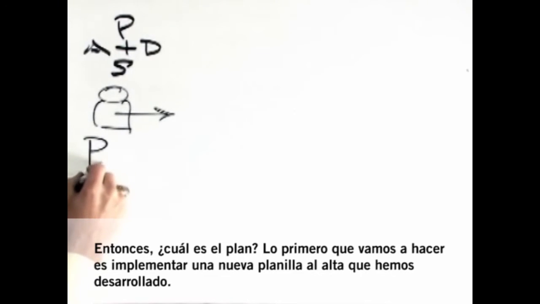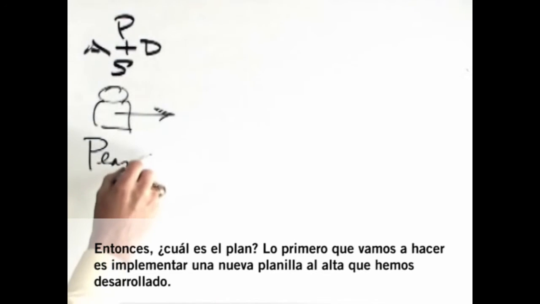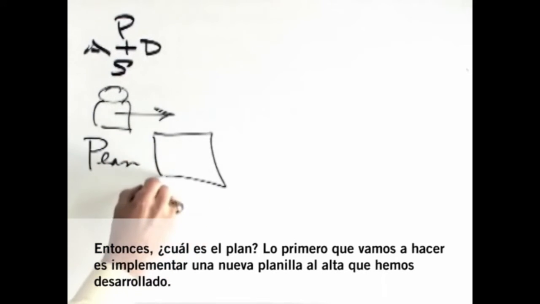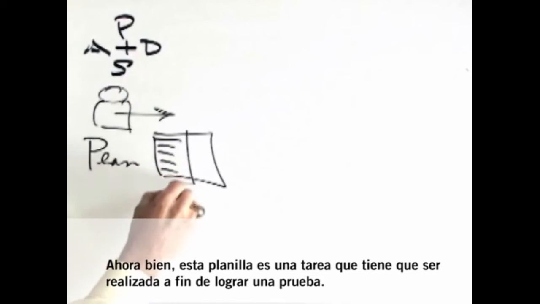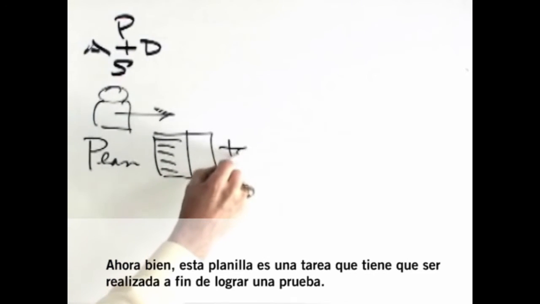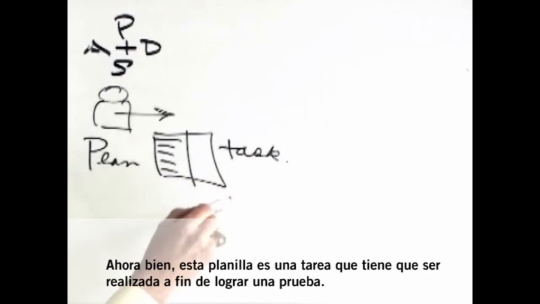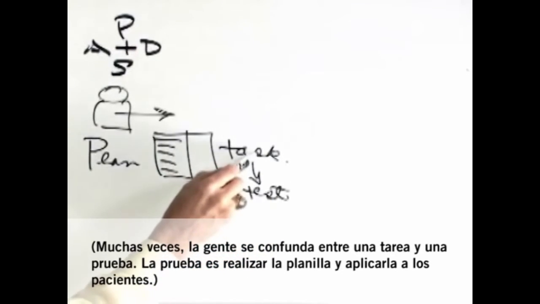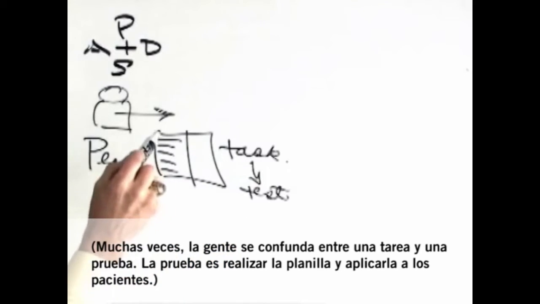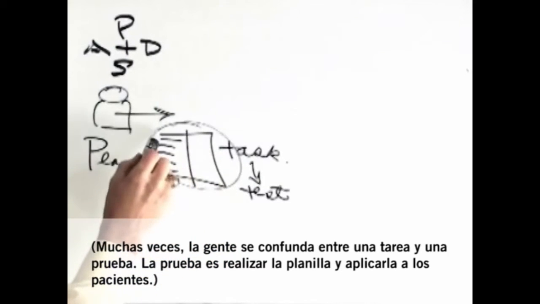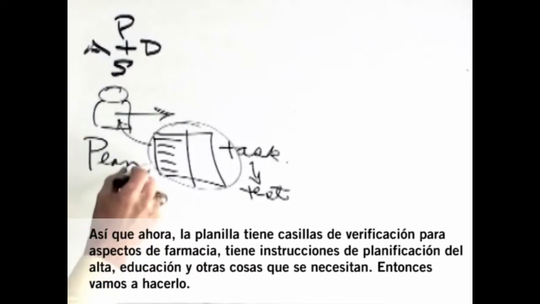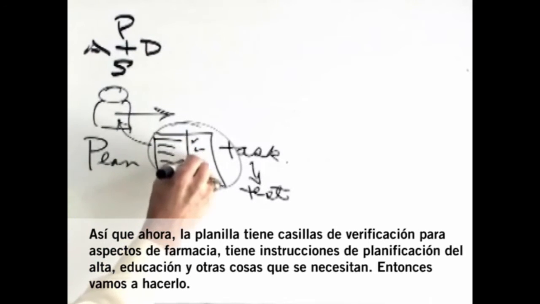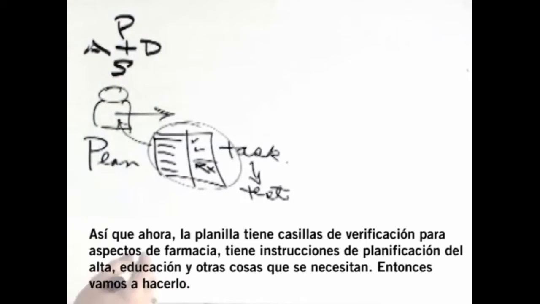The first plan aspect that we're going to do is that we've worked with the team to develop a new discharge planning form. Now, this form is a task that has to be done in order to achieve a test. And oftentimes people get confused between a task and a test. The test is going to be taking the form and applying it to a patient. So now this form has check boxes, it has pharmacy, it has discharge planning instructions, education, other things that are needed.